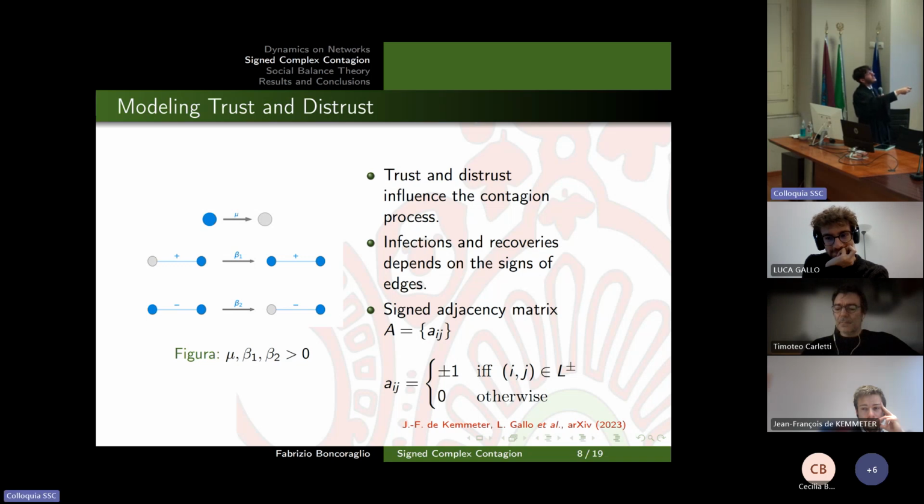If you look at the figure, a susceptible individual in contact with an infected individual, where these two individuals trust each other, can become infected with a probability beta 1. Similarly, two infected nodes that are linked, so they are interacting, and do not trust each other: one of the two, the infected individual, can switch to the susceptible state with a probability beta 2.